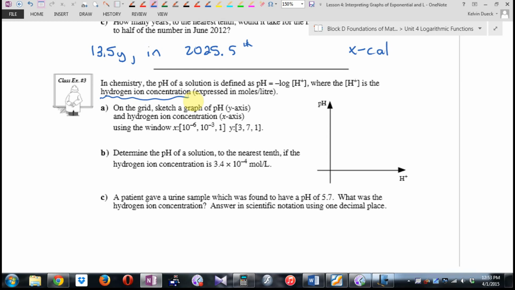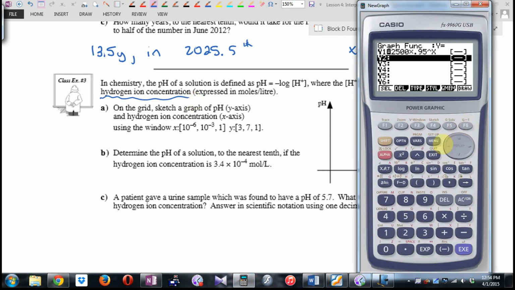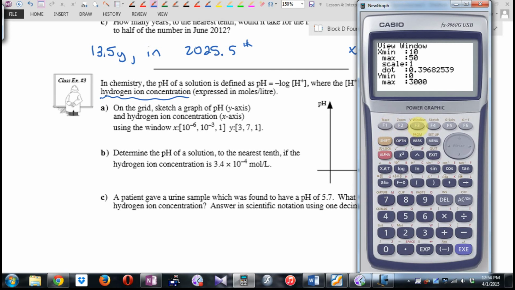Oh, this one is nice. They gave me the window. See it in part A? See how they wrote it? The same way we've been writing it. Square brackets, x min, x max, scale, y min, y max, scale. So I'm going to delete this equation, or you could delete it later, but I'm going to change my view window to what they gave me here. 10 to the power of -6, which is really small. 10 to the power of -3, scale 1. 3, 7, scale 1.